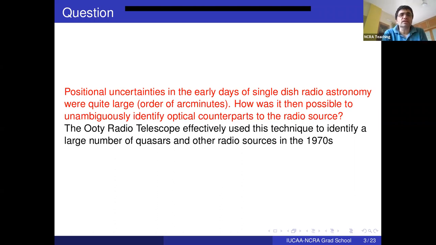And why is this? Because unlike the optical part of the spectrum, which is very rich in emission and absorption lines, the radio spectrum is very sparse in lines. There are hardly any lines. And therefore, it becomes very, very difficult to obtain a redshift for a radio source using radio data alone.